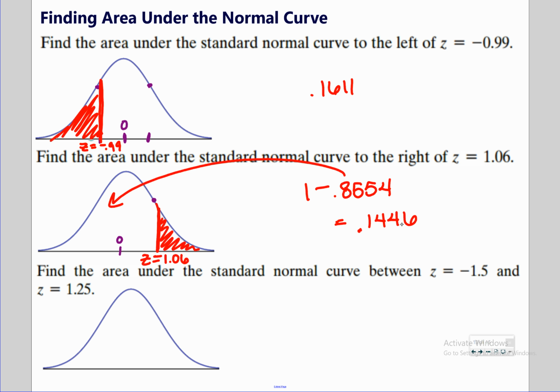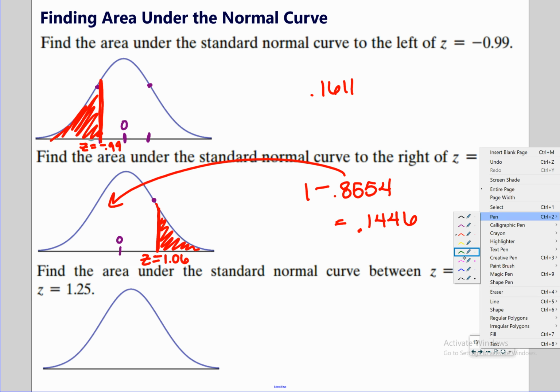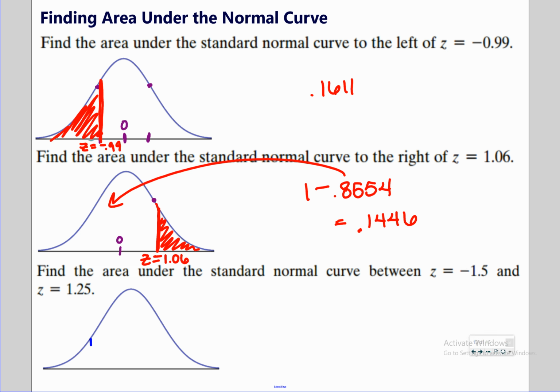Let's say I want to find the area under the curve between a z-value of negative 1.5 and a z-value of 1.25. Okay, so again, let's sketch it first. So negative 1.5, maybe over here somewhere. And 1.25, maybe over here somewhere. And we're finding the area between them. Okay. All the chart's going to give us is the area to the left of each. So let's go ahead and do that. The area to the left, I'm going to start with 1.25.